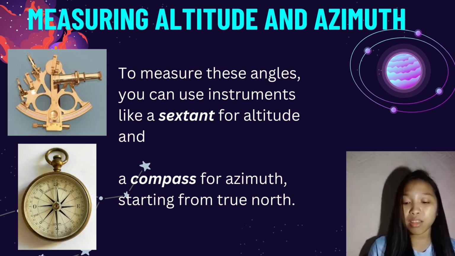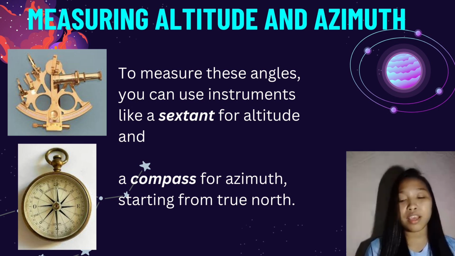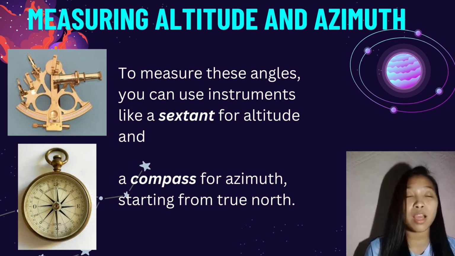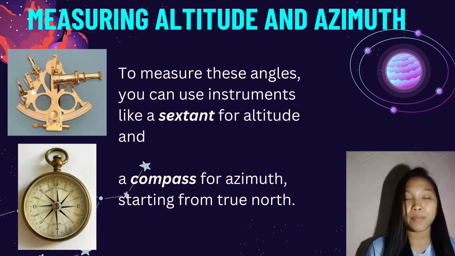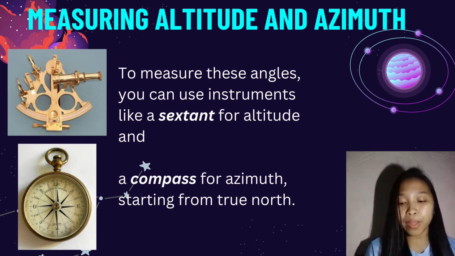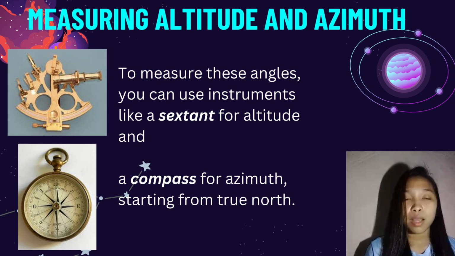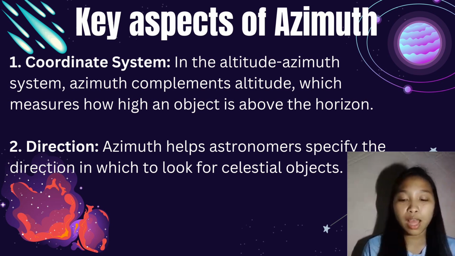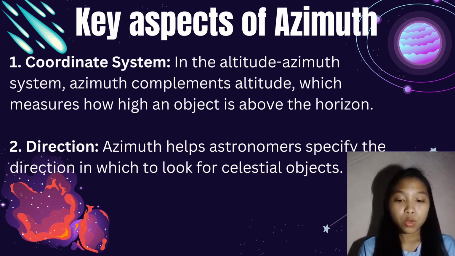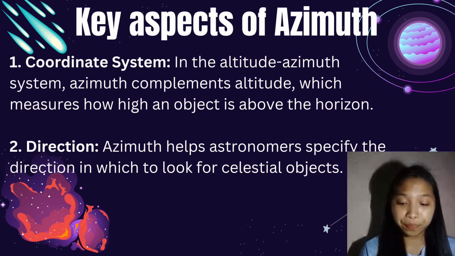In measuring azimuth, we said before that azimuth is the horizontal angle measured clockwise from true north, ranging from 0 degrees to 360 degrees. So when we measure azimuth, we use the instrument's compass to find direction or accurate measurements. Azimuth is a crucial component of the altitude-azimuth coordinate system, which astronomers use to locate celestial objects in the sky.